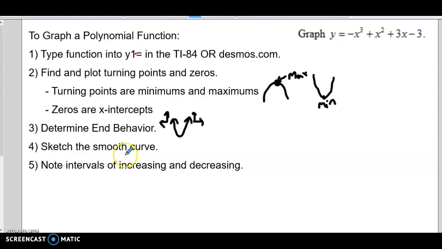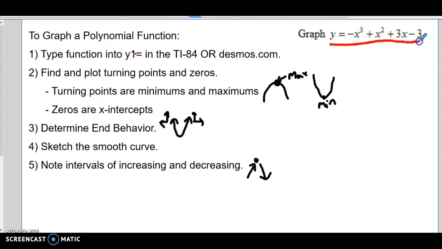And then 4, sketch a smooth curve. We'll see it. And then 5, we'll have to be able to note intervals of increasing and decreasing, which we've also talked about this semester. Increasing is when the function is going up, versus when it is going down. And interestingly, relating to part 2, those direction changes, increasing and decreasing, will happen at a turning point. So at a min or a max is when they'll change. So we're just looking at a couple of examples.